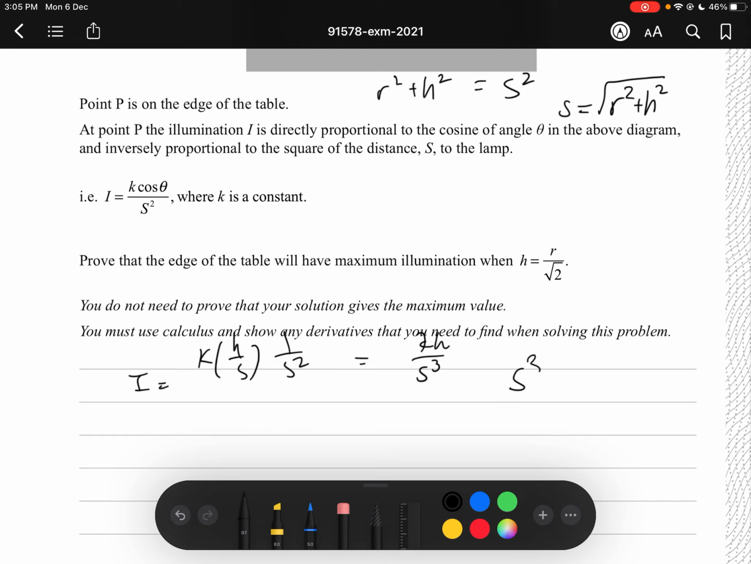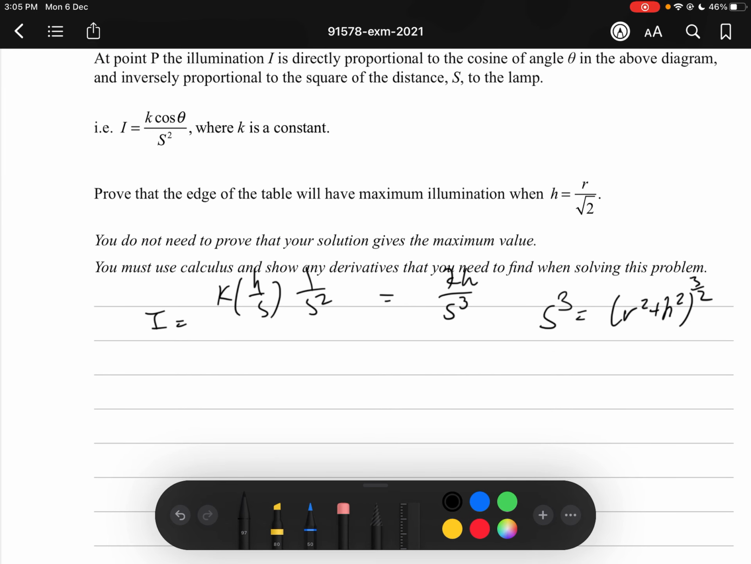So s cubed is equal to r squared plus h squared to the power of 3 over 2, and we can plug that in. So I equals kh over r squared plus h squared to the power of 3 over 2, and therefore I equals kh times r squared plus h squared to the power of negative 3 over 2. Since r is constant, we don't need to worry about it.